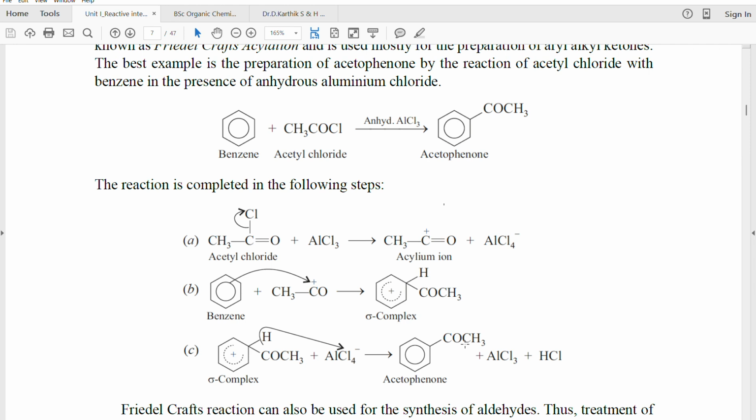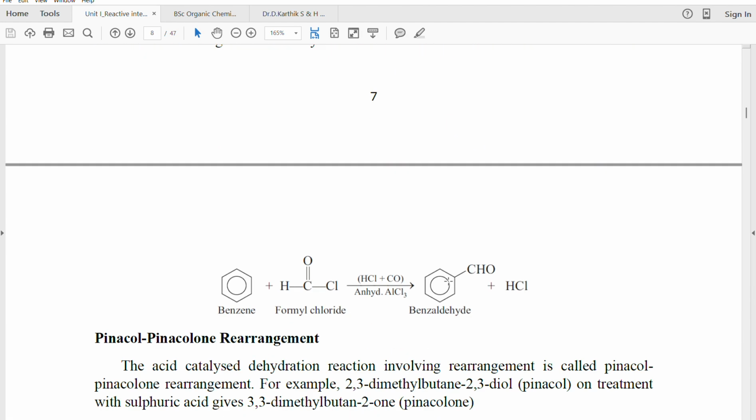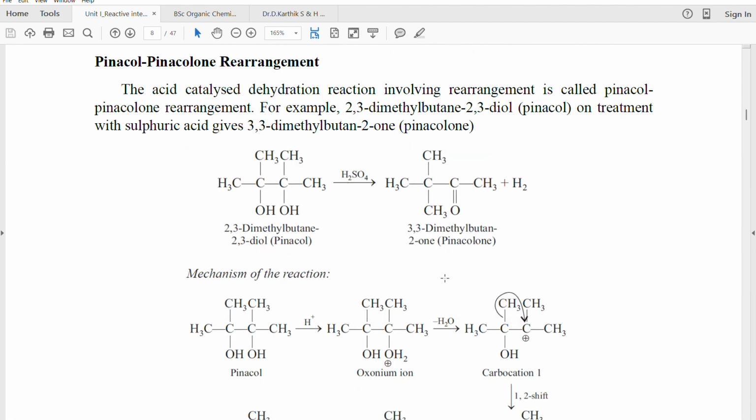Finally, it gives the product, that is the acetophenone. So these are the three steps followed by the Friedel-Crafts acylation reaction. Okay. And now we are seeing the pinacol-pinacolone rearrangement. So that is what I was saying.